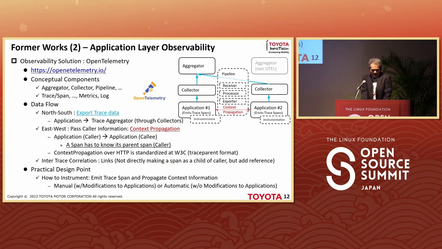We used OpenTelemetry, and here I'd like to share some key points of OpenTelemetry. Regarding the conceptual components, there are not so many: the application itself, and the trace data collector and aggregator, and there is a pipeline of data propagation. One more point is the data flow. I wrote north-south traffic, which is just reporting trace span data from the application to the aggregator. This is normal, I think.